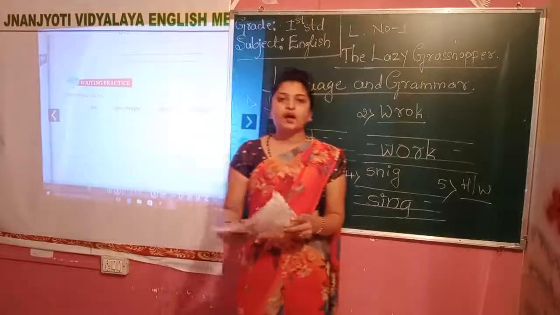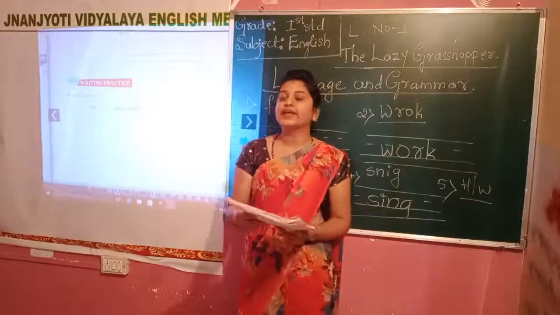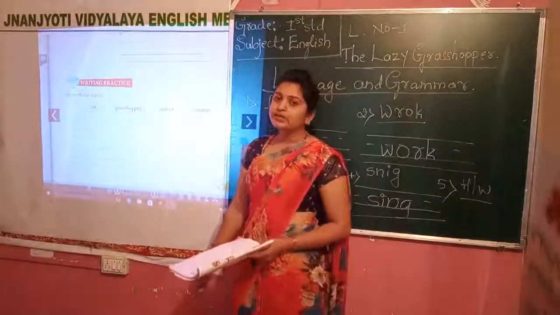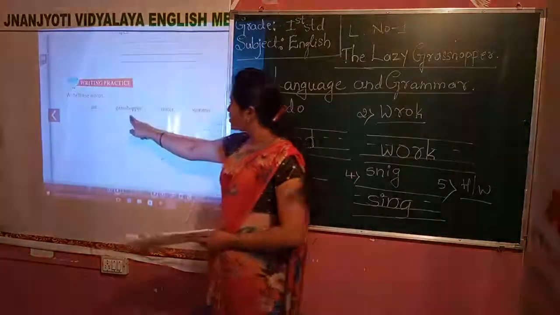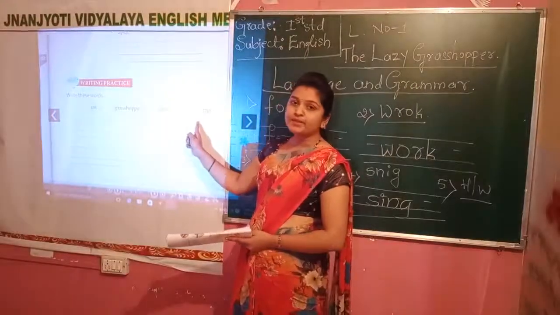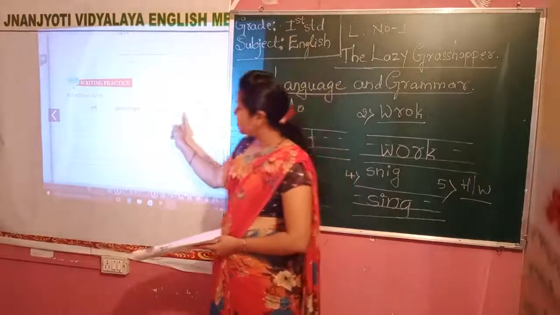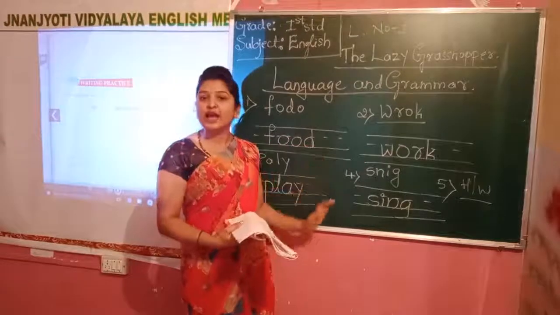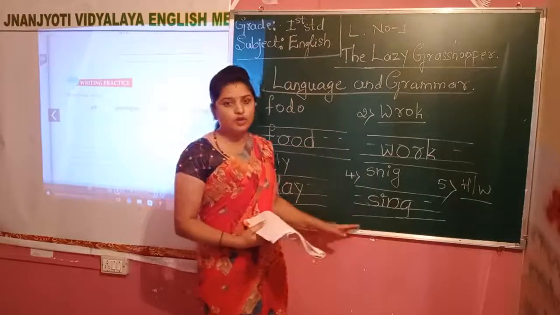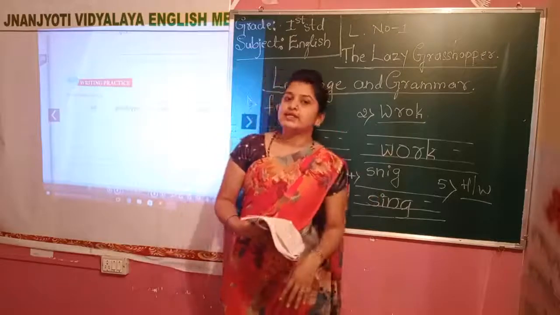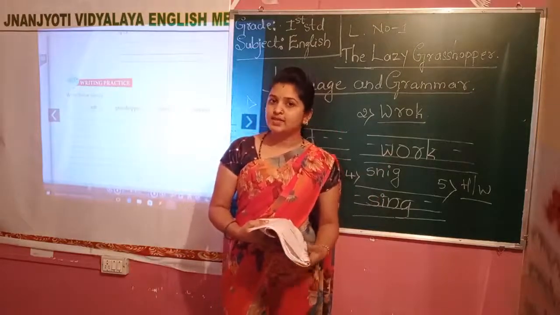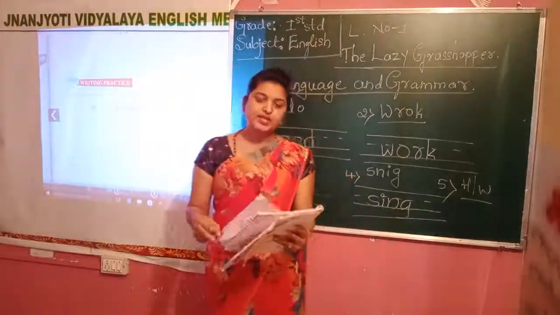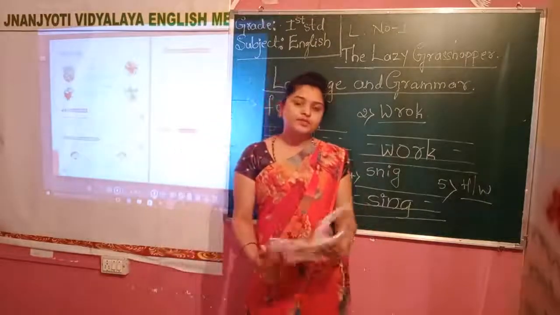Okay. Next, coming to the next part. There is a writing practice. Write these words. Here, they have given the words, and grasshopper, winter, summer. You need to write these words in these lines. Already I have shown you how to write in four lines. As you all know, all of you have practiced in LKG and UKG. So now you write these words in these lines. Yes, children, understood? Clear?